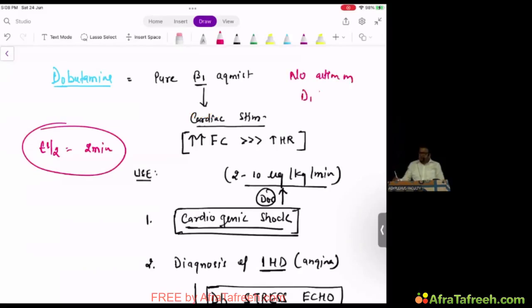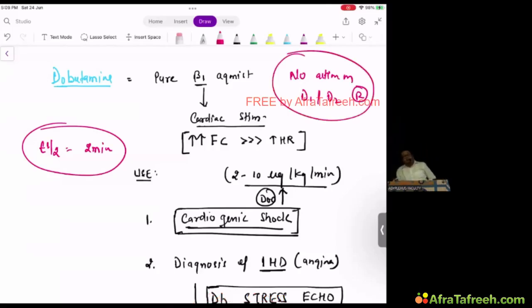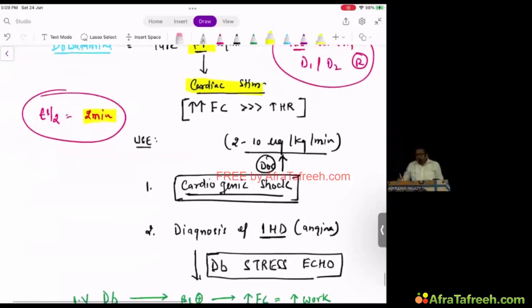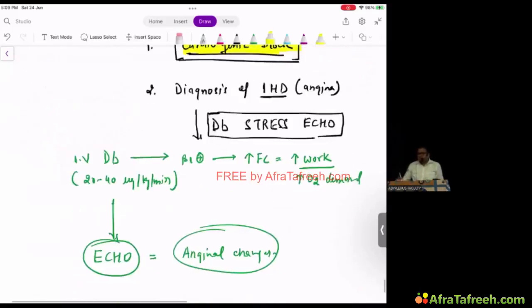on dopaminergic receptor. Name is similar to dopamine, but doesn't act on dopamine receptor. Dopamine D1 or D2 receptor, it has no action. It acts only on beta 1 receptor. It's a cardiac stimulant. T half is 2 minutes. Very short acting, given IV. Drug of choice in cardiogenic shock. Dobutamine stress test. Details will be discussed in medicine.